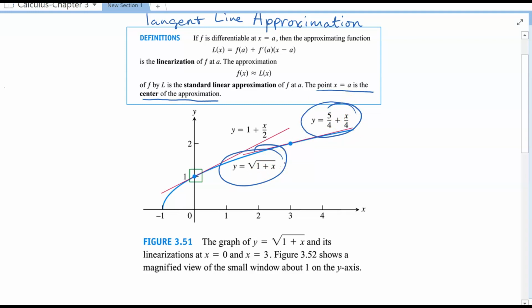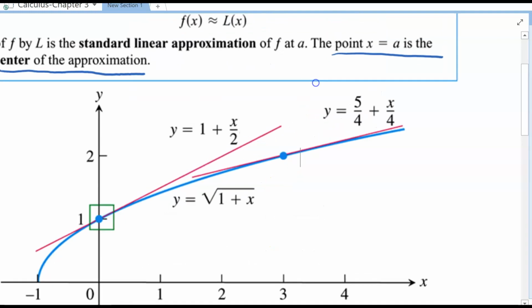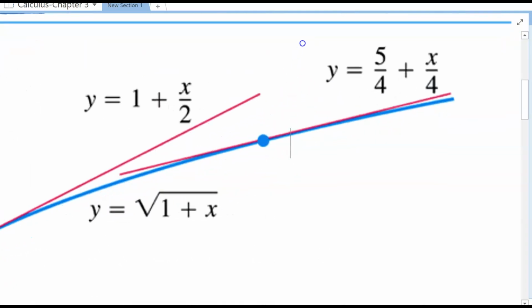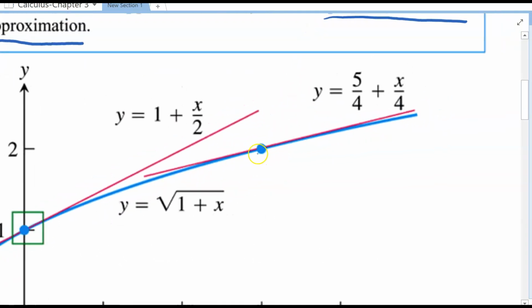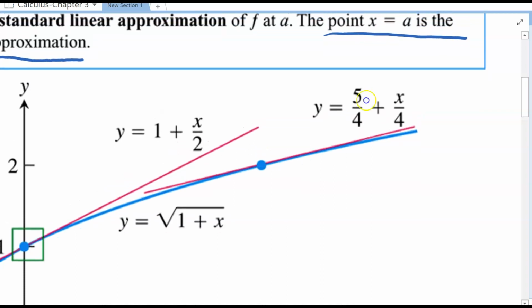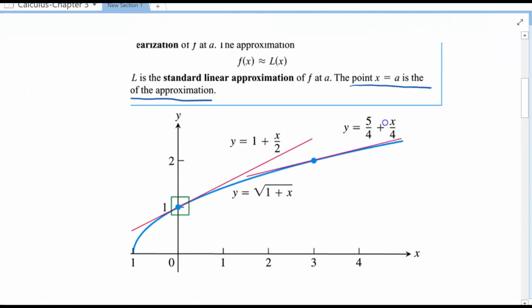I think a lot of us are really comfortable with using linear functions, okay? Plugging in something for x and then you get a y. So what happens is that if you were to zoom in really close to this point, it becomes what we call locally linear, okay? So that's where this tangent line approximation comes in.